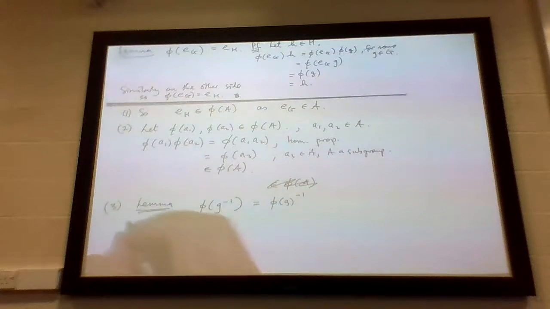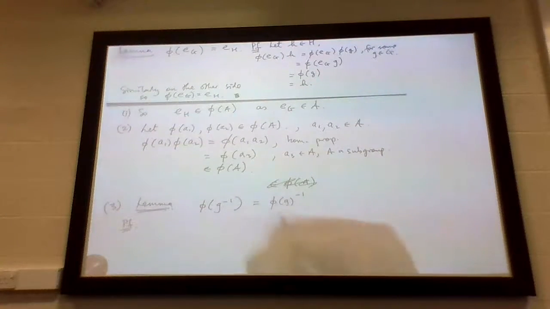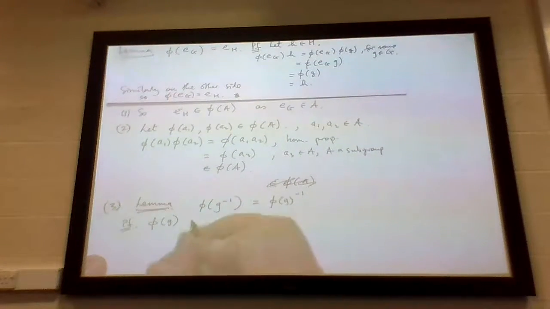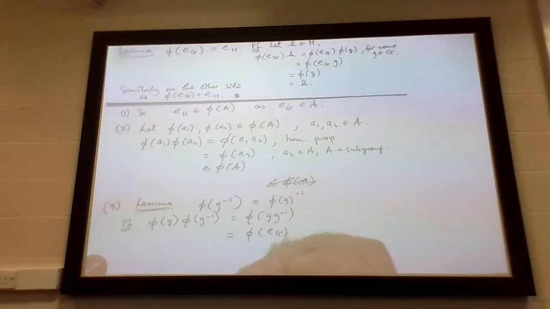So that's our lemma. Does it really need a proof? Well, I suppose it does. So what are we talking about? We're talking about multiplying phi of g by this element. By the homomorphism property, that's phi of g g inverse, which is phi of e_G, which we've already proved is e_H. So therefore, this thing here is the inverse of this thing, because when you multiply by it, you get the identity out.